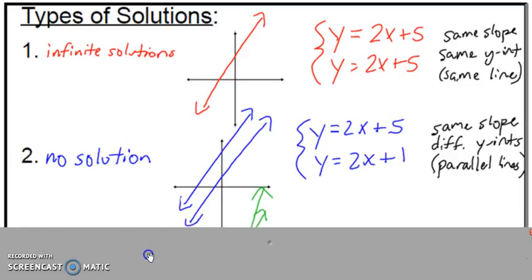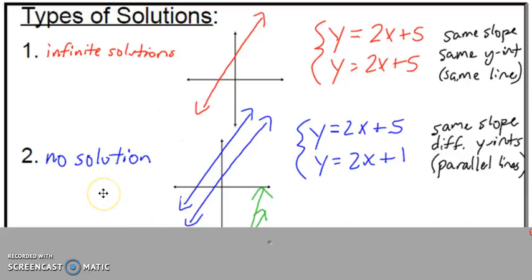Another possibility is for us to have no solution whatsoever. That occurs when our two lines are parallel, meaning they have the same slope but different y-intercepts. Like here, if we have slopes of 2 and y-intercepts of 5 and 1, we see that these lines are never going to cross because they have the same slope, really because they're parallel. So since the solution of a system of equations is the point where the lines cross, since these lines never cross, there is no solution to this system.